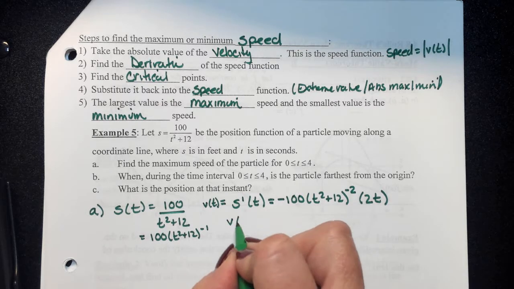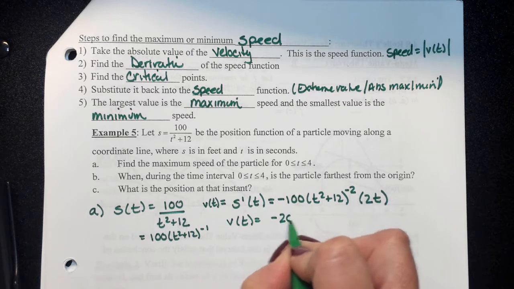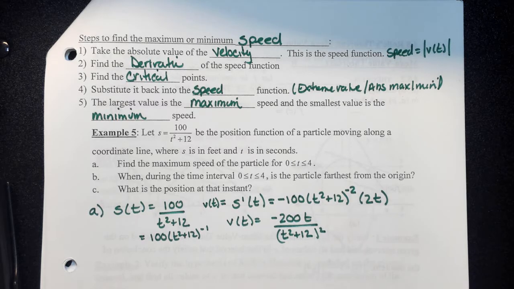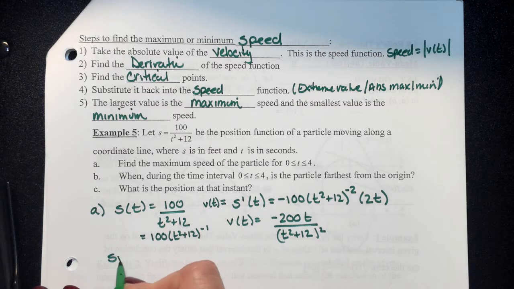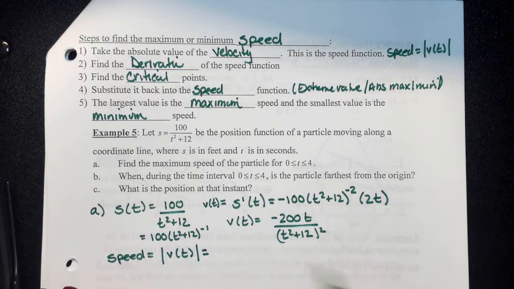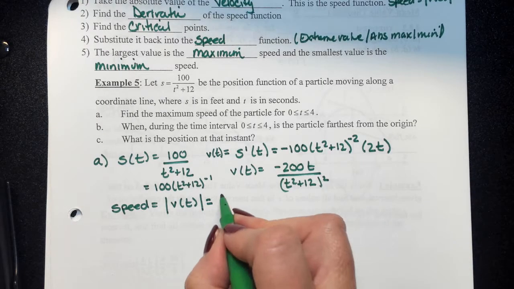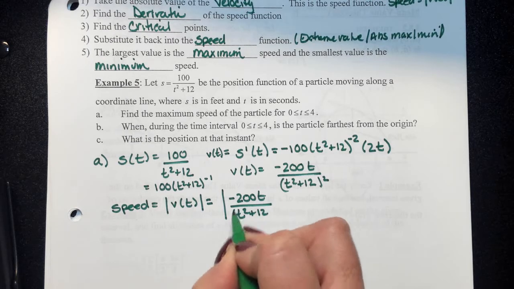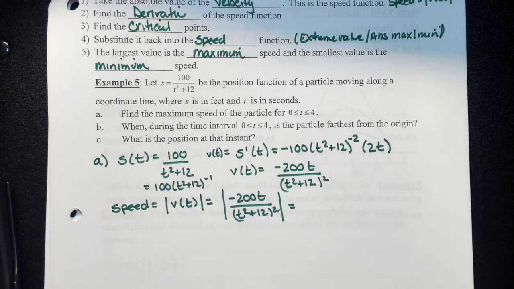So then my velocity function is going to be negative 200t over (t squared plus 12) squared. So there's my velocity function. Then to find my speed function, remember, speed is equal to the absolute value of the velocity function. So when I take the absolute value of negative 200t over (t squared plus 12) squared, no matter what value I plug in for t, because I'm squaring that denominator, it's always going to be positive.